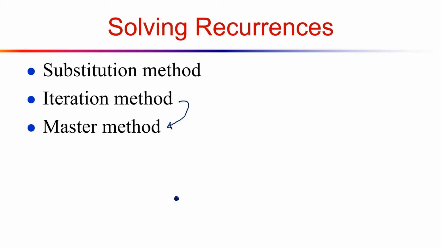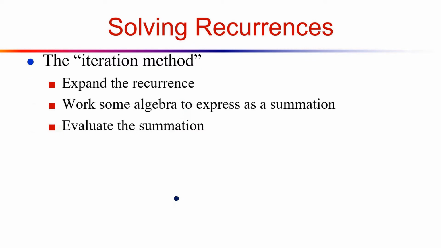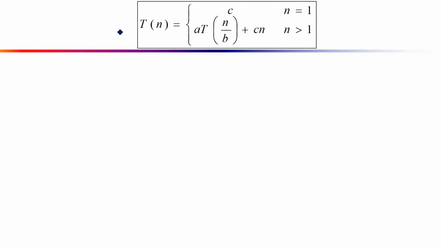So let us summarize the iteration method again. In the iteration method, first we expand the recurrence, then do some algebra to express it as a summation, and finally we evaluate the summation to get the complexity of the algorithm. In this lecture, we will solve a generic recurrence relation using the iteration method, and finally we will see that it gives us a format which is called the master method for complexity analysis. So let's consider this generic recurrence relation.